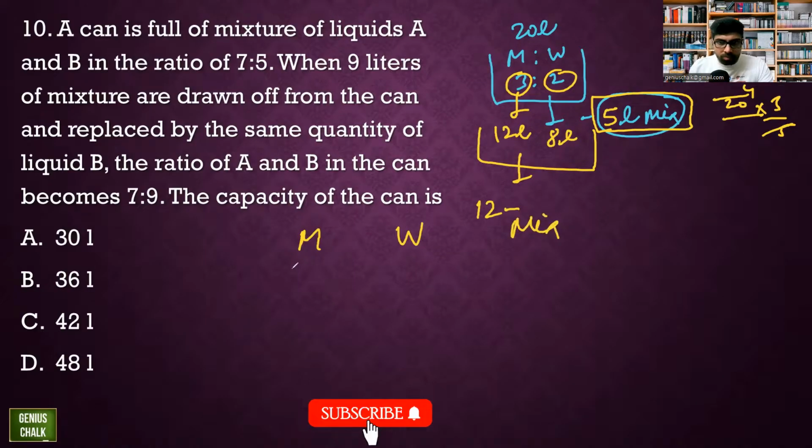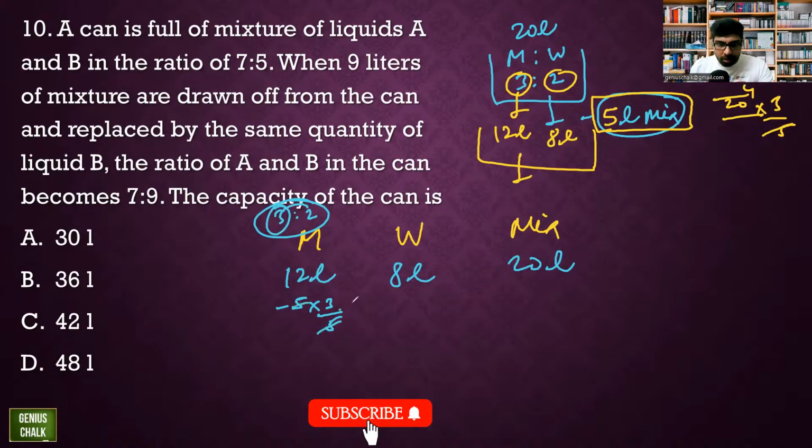Now milk was 12 liter, water was 8 liter, and the total mixture is 20 liter. Just understand the concept, what I am trying to explain. Now what will happen if I take 5 liter mixture out? That means what is the ratio? This is 3:2. That means this 5 liter will be out in the same ratio, 3:2. So what is milk ratio? 3/5, because 3 is the milk out of total 5.